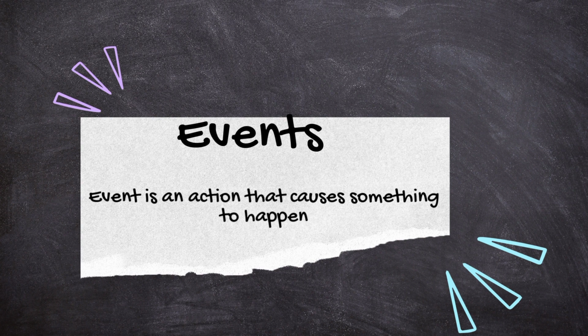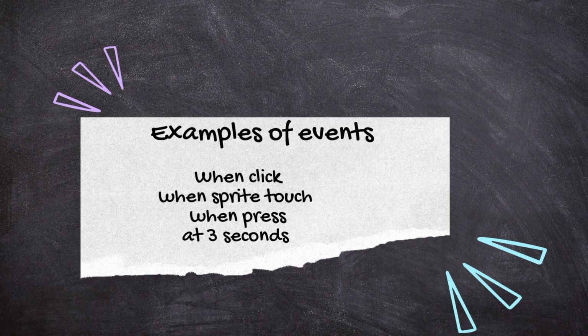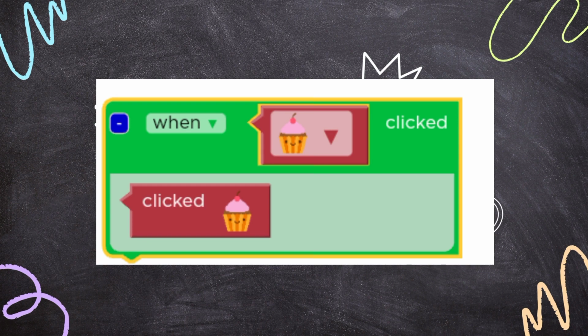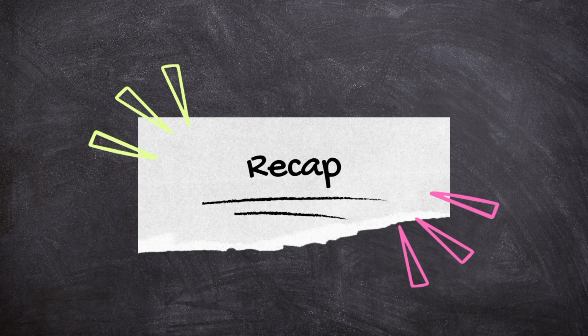What's an event? An event is an action that causes something to happen. Like when a mouse is clicked, when you click at 3 seconds, when press, when sprite touch, all these are events. Now, when we have so many events, we need a sprite to control them. And for us to be able to do this, we need to click on the plus sign at the side of the event.